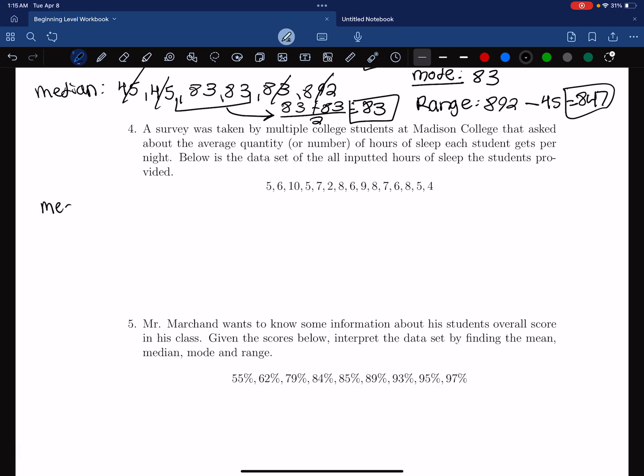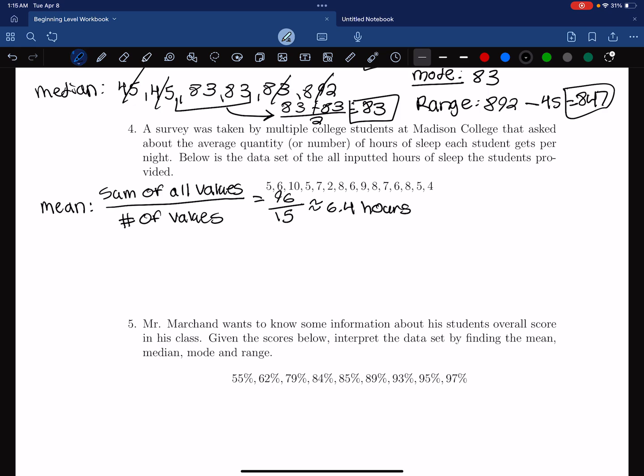So let's first start off by finding the mean. If we take the sum of all values and divide that by the number of values, you should get 96 over 15. And that is approximately 6.4 hours.